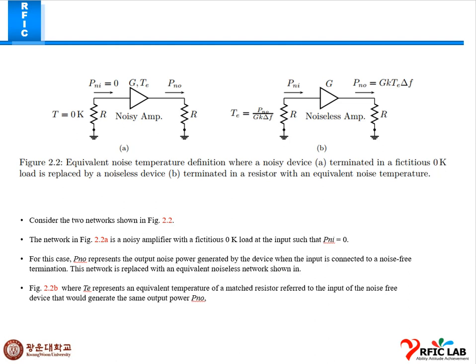In this radiometric design, another figure in that thesis was the equivalent noise temperature definition, where the noise device. As you can see, there are two figures, figure A and B. The first figure is terminated in a fictitious 0 K load, replaced by a noiseless device. In figure B, it is terminated in a resistor R with an equivalent noise temperature.